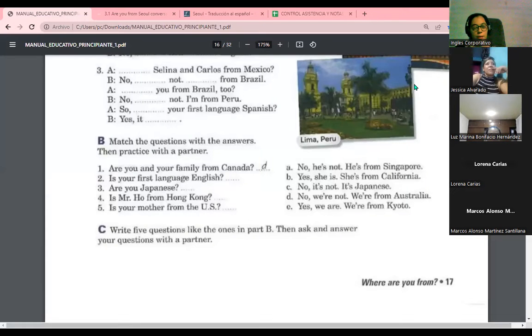Our exercise, that is our practice. How do you feel the exercise? How do you feel the exercise, the class, everything we have been doing? How do you feel it? It's easy, yes, right. Easy, right? I know you had your vacolinita. Very good. Okay, match the question with the answer and then practice with a partner.